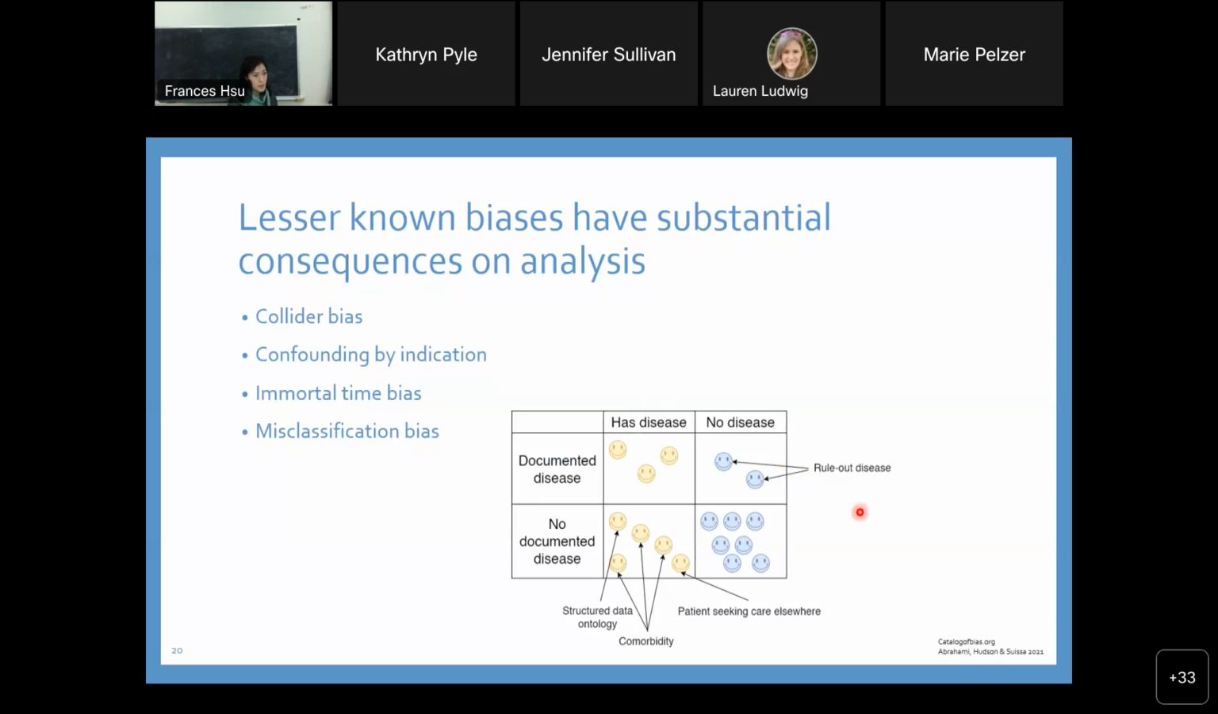And misclassification bias could be prevalent in EHR too, as you can see here. So patients who do not have the disease but are being worked up to rule out the disease may be mistakenly captured as having the disease. On the other hand, patients seeking care elsewhere for the disease who might actually have the disease, but that is not documented in this particular institution's EHR, will then be misclassified as not having the disease.